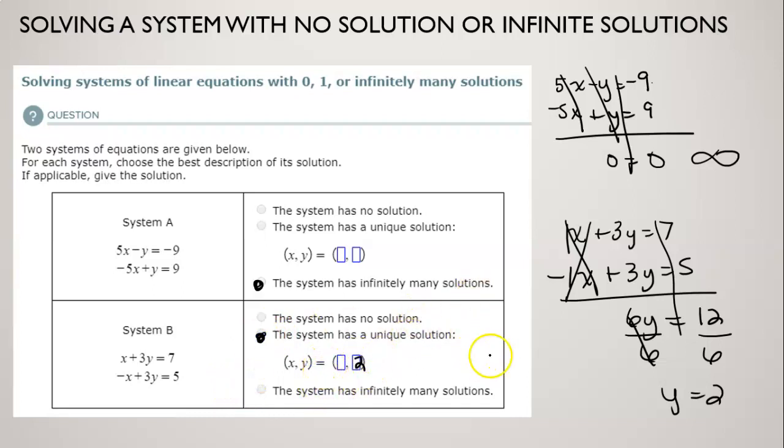We have to substitute it back in. So I'm going to use the first equation, x plus 3y equals 7. I know that y is 2. So that becomes x plus 6 is equal to 7, and so x equals 1. So that should be the point (1, 2) there.